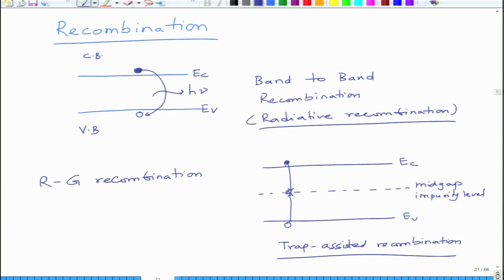So the electron may come here, the hole may go there, and they recombine. Alternatively, the electron may go to the trap first, and then it will combine with the hole, leading to recombination. This generally leads to release of heat or phonons. So this is called non-radiative recombination.